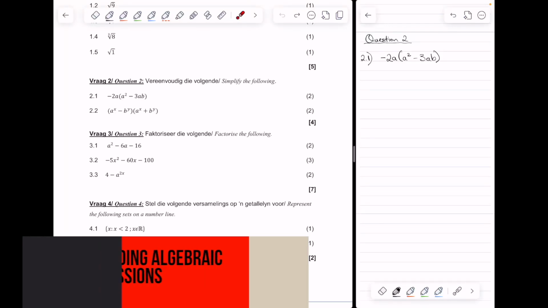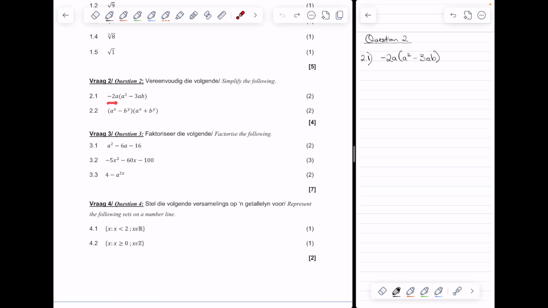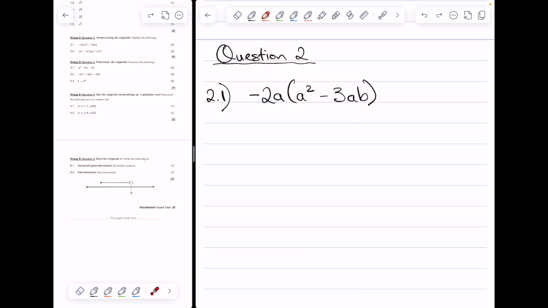So question 2's instruction was to simplify the following, and we have two algebraic expressions here. We have negative 2a multiplied by a bracket of a squared minus 3ab. Simplifying this case would mean to multiply the bracket out. Right, so multiplying out this bracket means doing this.